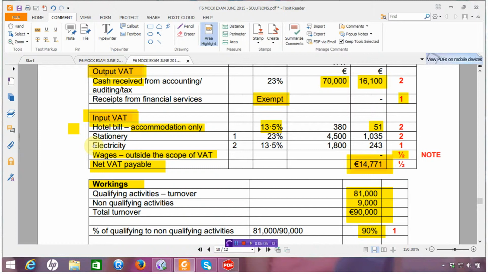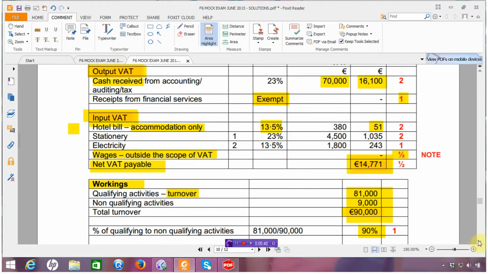So we'll see in the workings down below that what we had to do in relation to those expenses is make sure that we apply them based on the turnover, i.e. taxable turnover to non-taxable, or indeed total turnover. That's the ratio. So that's 81 and 9,000. So in essence, we have a ratio of 90%. So in effect, what they're saying is that 90% of those elements can be included as input VAT.